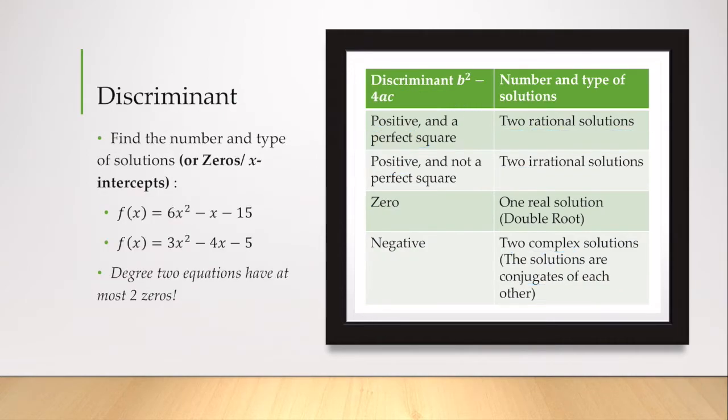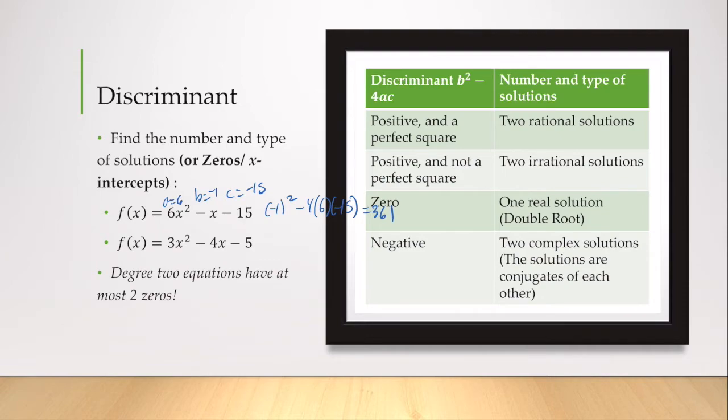So let's take a look at these two examples and determine how many solutions they have and what type they are. If I have a equals 6, b equals negative 1, and c equals negative 15, I have negative 1 squared minus 4 times 6 times negative 15. So that's going to be 1 plus 4 times 6 times 15. So I get 361. Well, that is not a perfect square.